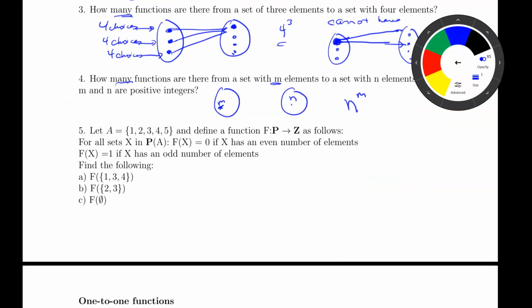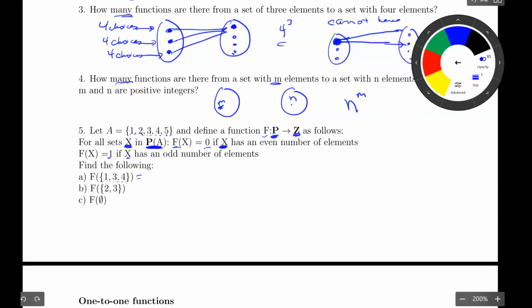There we go. So here we're going to get into some very different kinds of functions. So here's the function f, and it's going from the power set to the integers. So the power set of what? The power set of A. So all the subsets that can be made from here, right? Which you are very familiar with now. Okay, so the function will give us 0 if the subset that's in the power set of A has an even number of elements, and the function will give me the number 1 if the subset has an odd number of elements. Okay, so here we go.